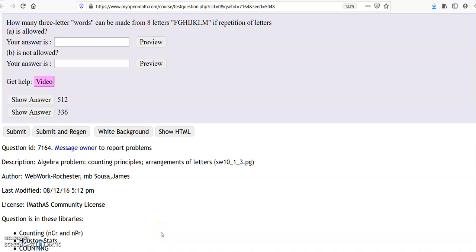Okay, this is the way to do a couple problems that you need Excel or maybe a little extra knowledge. How many three-letter words can be made from 8 letters? All right. The first one asks if the letters can be repeated. Okay, if the letters can be repeated.